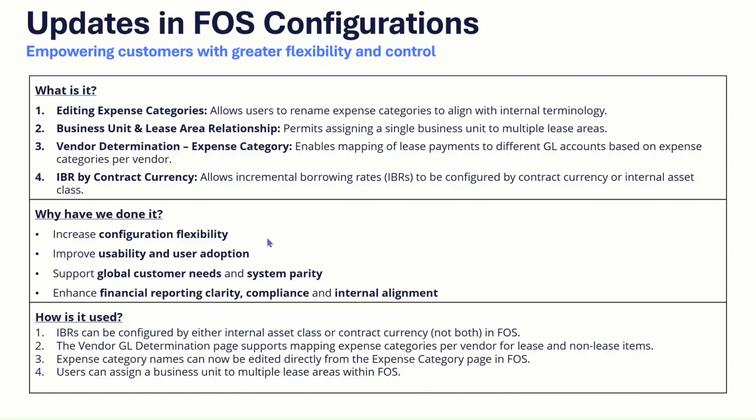Updates in fast configuration, empowering users with greater flexibility and control. Now we allow users to rename expense categories to align with the internal terminology, business unit, and lease area relationship. It's now permitting you to assign a single business unit to multiple lease areas. A determination expense category enables mapping of lease payments to different GL accounts based on expense categories per vendor.